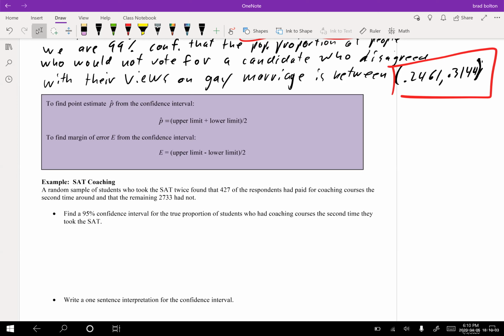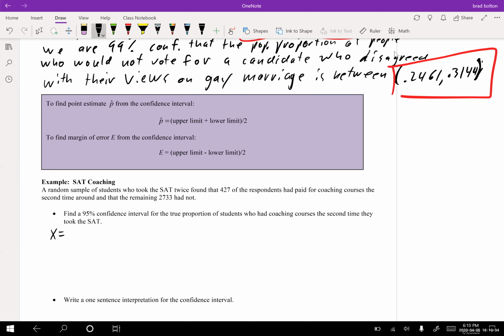So let's see. It says a random sample of students who took the SAT twice found that 427 of the respondents had paid for coaching courses the second time around, and that the remaining 2,733 had not. Find a 95% confidence interval for the true proportion of students who had coaching courses the second time they took the SAT. So we're going to just go straight calculator on this. We'll do some more by hand later on, but let's go straight into the calculator for this. We're going to write down what we know.